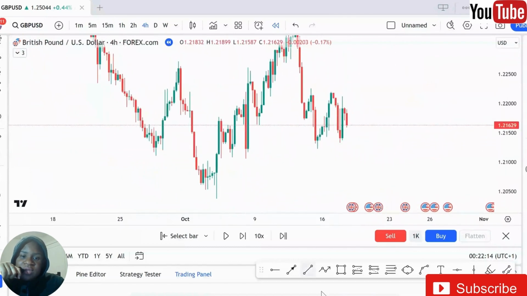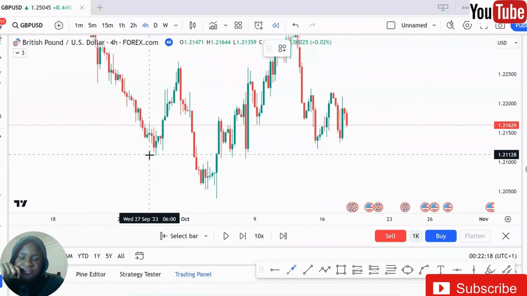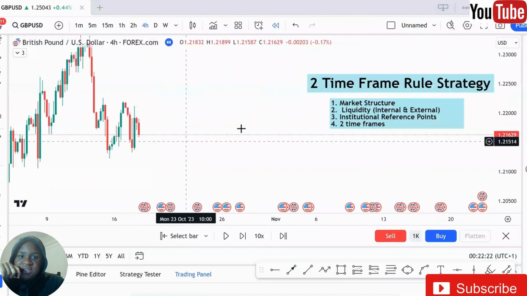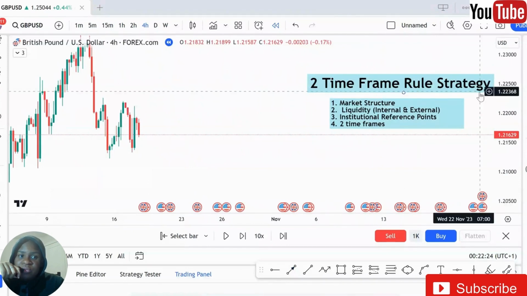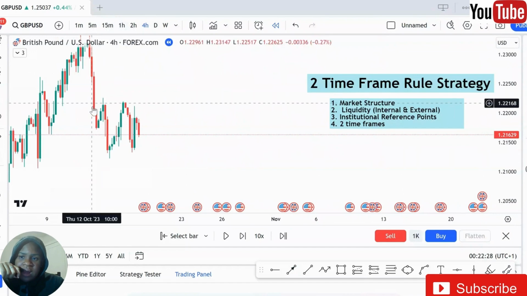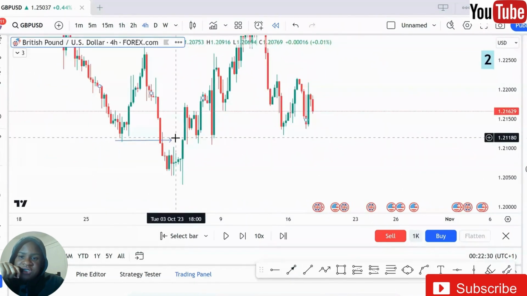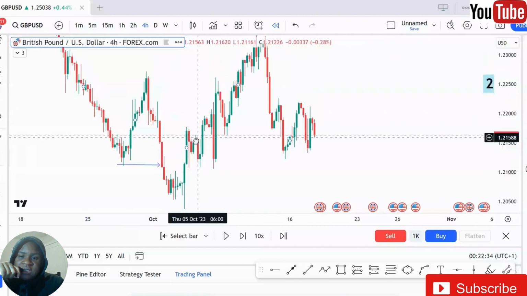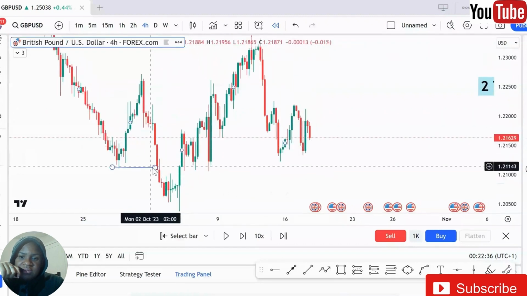Now, we are looking at this market here as a change of character, right? We're only going to focus on two time frames. You can see it here, two time frame rule strategy. So we picked 4 hours and we picked 1 hour. Now if you can see, there was a break of structure here. Can you see it? And also, let me label it.